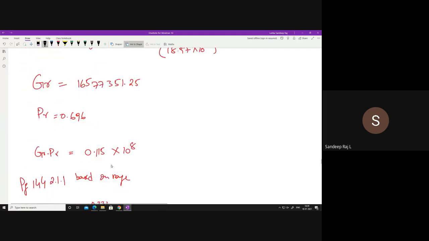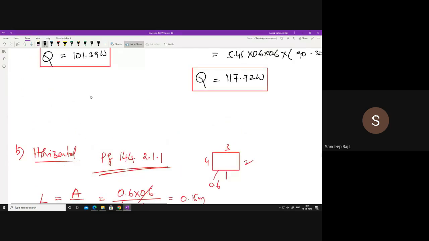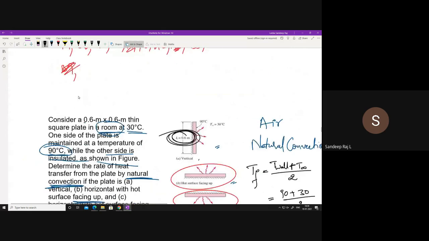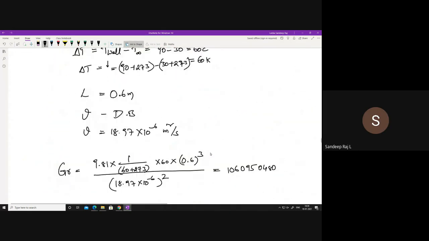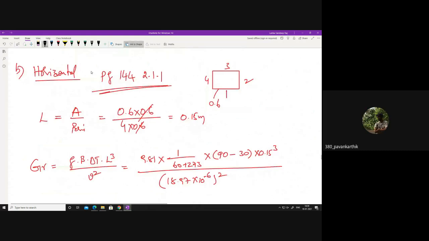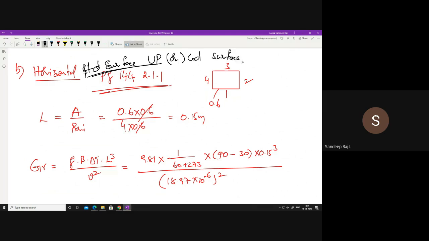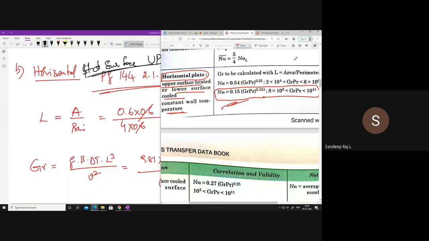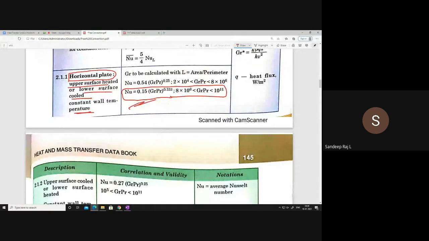Okay. Question B is horizontal and the hot surface is facing upward. Hot surface is up. See, one more thing is it can be given like cool surface down also can be given. Both are same actually. Same formula, same procedure will be there. Even in the data book, you can cross refer. Here, if the upper surface is heated, lower surface is cooled. Both are same.